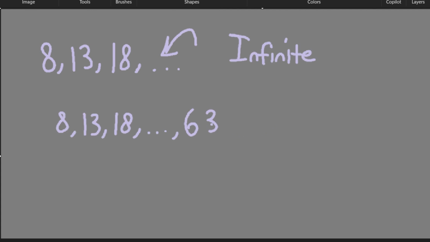However, in this one, we know the last term. It's 63. So even though there's a lot of terms in between, we know the last term. So this is a finite sequence. We know the last term, so we can determine the number of terms in the sequence.